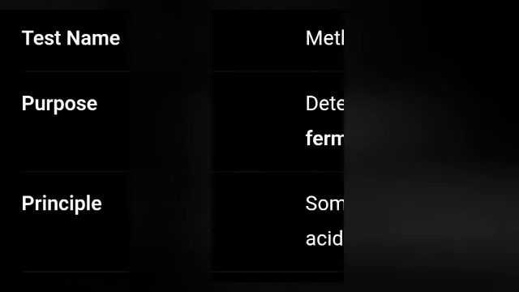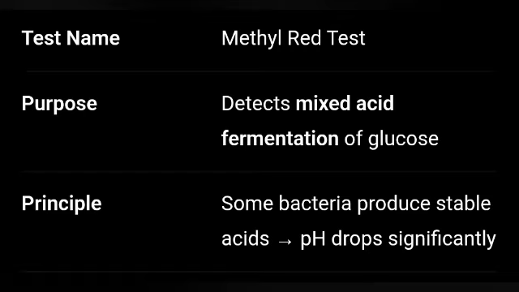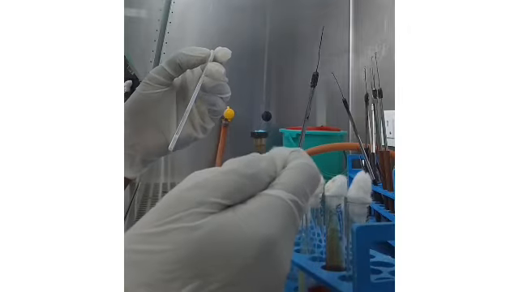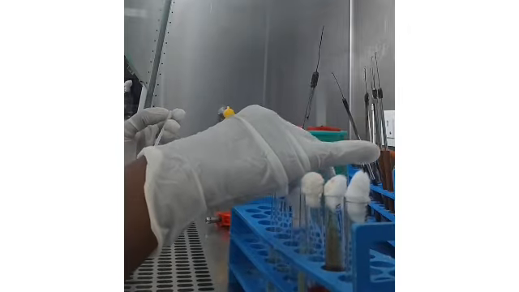Next test is the MR test or the methyl red test. This test detects stable acid production in the organism. This test is performed by adding the bacterial suspension to the methyl red medium, and then the tubes are allowed to incubate for 24 hours.